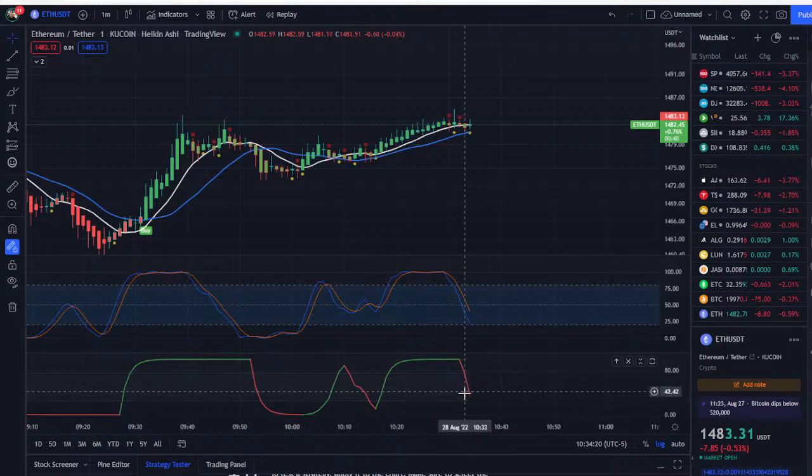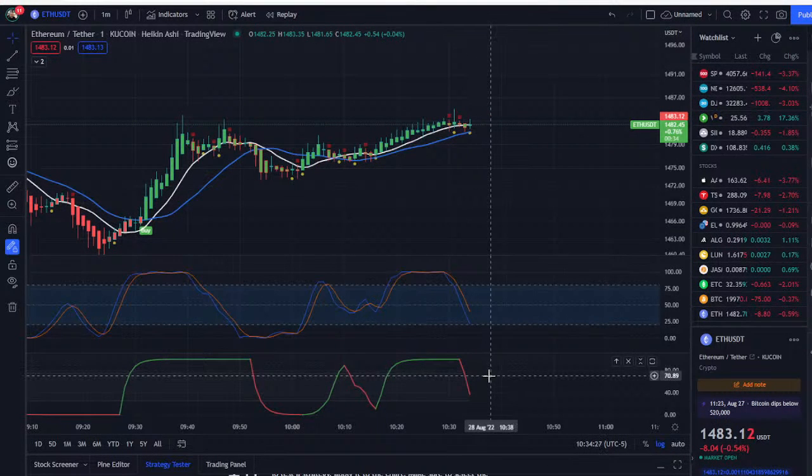here's our MACD coming down, giving us a nice little opportunity to buy in. There we go, up, and we jumped up. So we weren't able to get our 1481, but we did get 1483. So we're kind of in that little zone there.